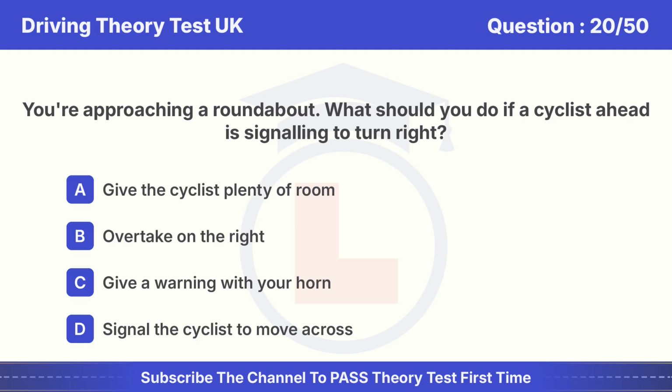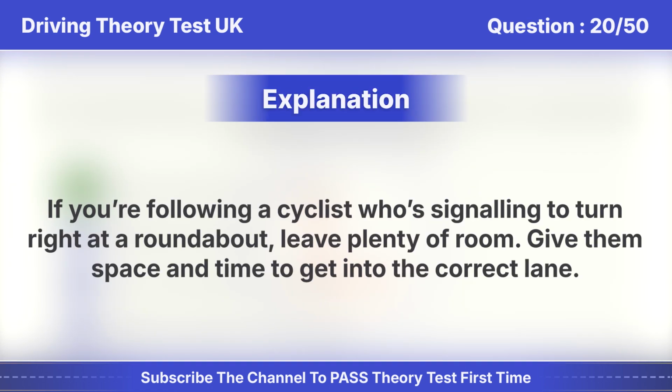Question 20. You're approaching a roundabout. What should you do if a cyclist ahead is signaling to turn right? Answer is A. Give the cyclist plenty of room. If you're following a cyclist who's signaling to turn right at a roundabout, leave plenty of room. Give them space and time to get into the correct lane.